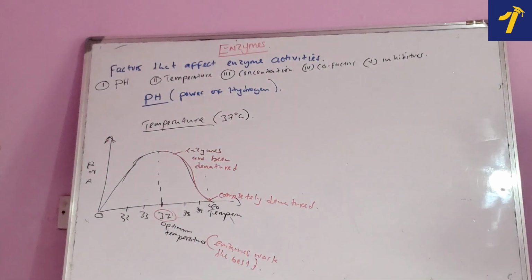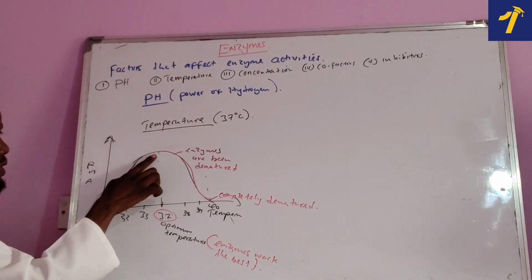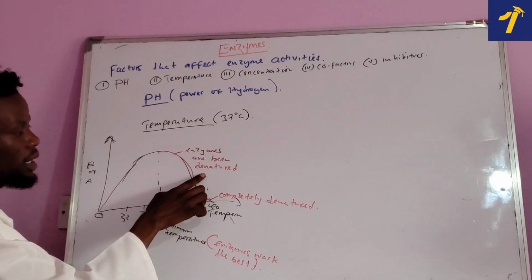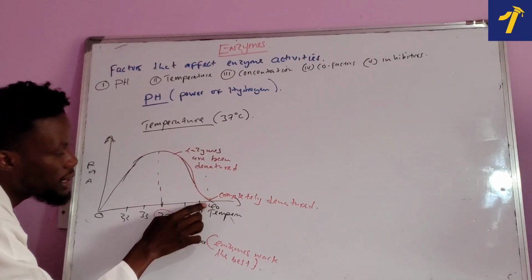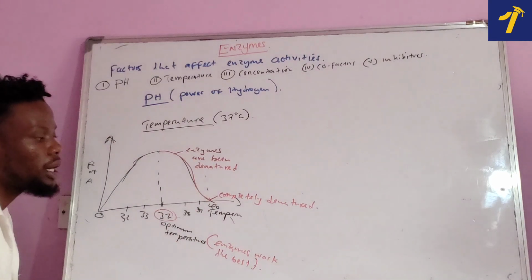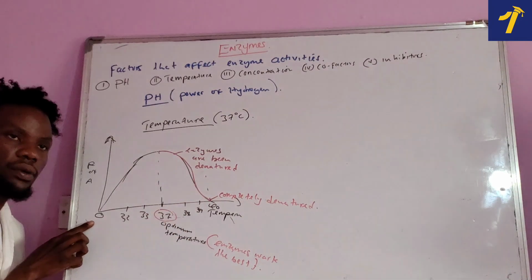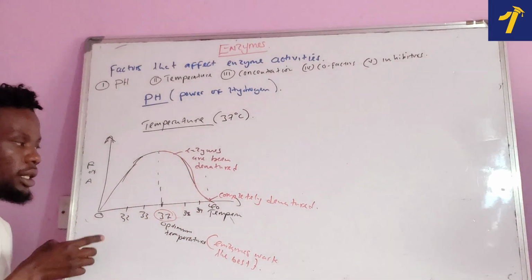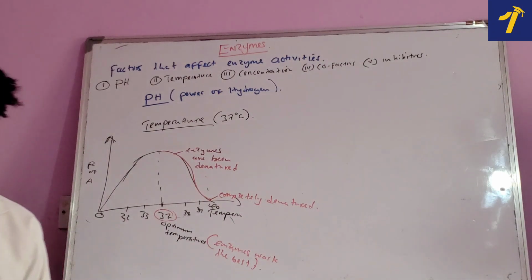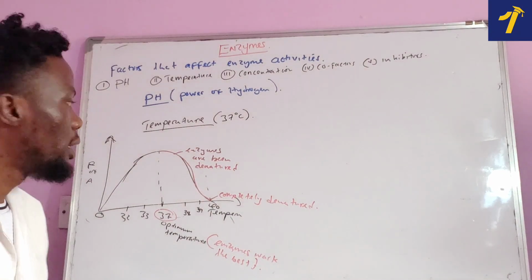Okay, we need to understand about that. So after 37, enzymes are being denatured, but at 40 degrees Celsius exactly, enzymes are now completely denatured because now the graph reaches what? 0. It's coming back to 0. Then we're going to say enzymes are now completely denatured.